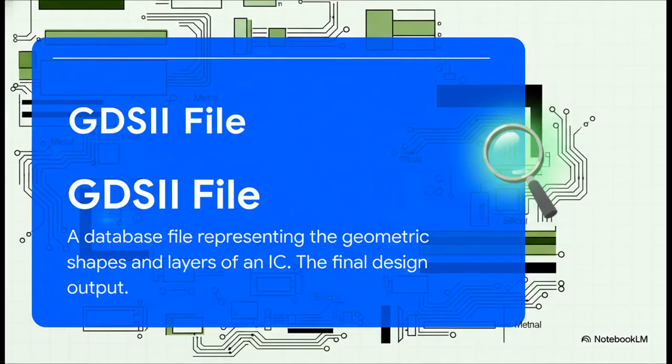Now, the ASIC path is the total opposite. Here, you're creating a brand new chip from the ground up. The final output file is something called a GDSII. This is the master blueprint, the file you send to the factory. It contains the exact geometric shapes and patterns for every single layer that will be built onto the silicon.